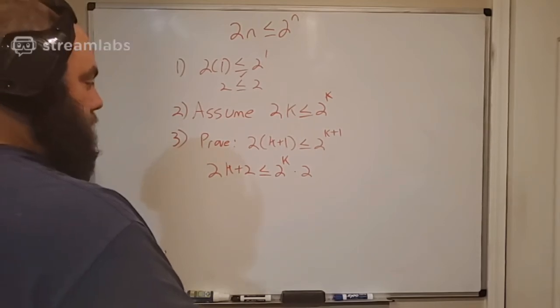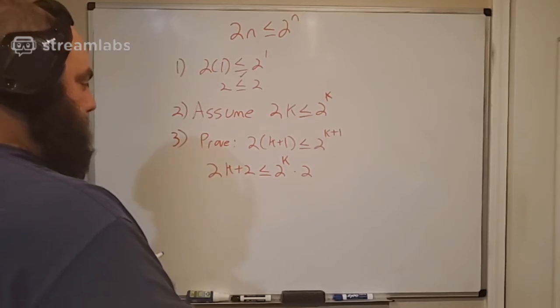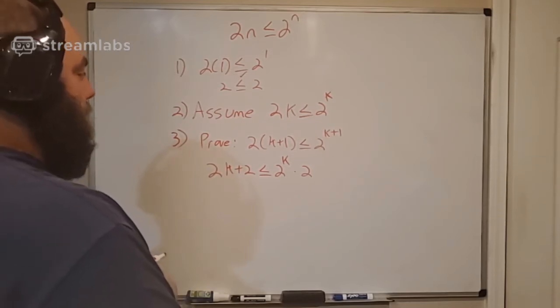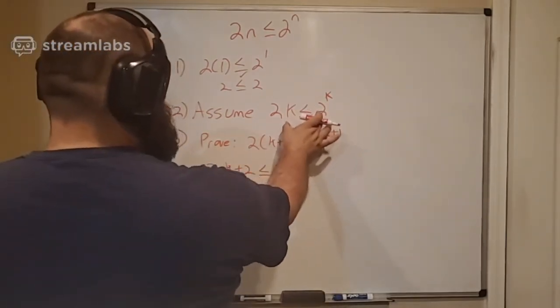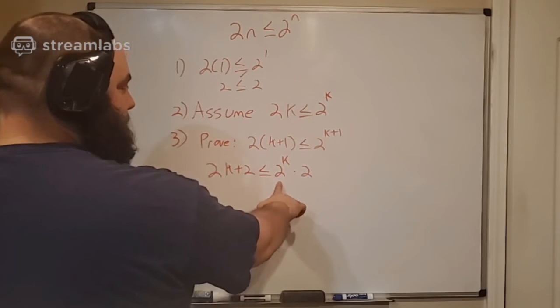Then do you divide both sides by 2? No, I'm not going to do that because that won't get me back to here. Because that would get me to k plus 1 is less than 2 to the k, which is a true statement, but it doesn't use my assumption. So let's see, how am I going to do this?